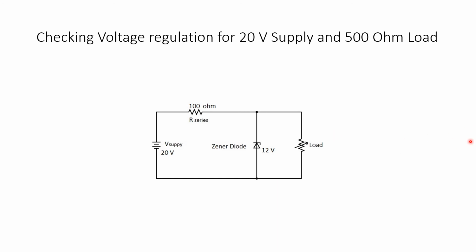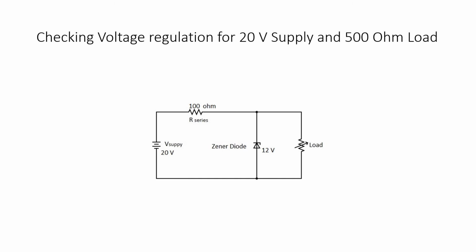Here we have a circuit where we have a 20 volt supply, a 100 ohm resistor, a 12 volt Zener diode, and we're going to check for regulation for a 500 ohm resistor. Now I would encourage you to pause the video and try to do a calculation on your own to see if this circuit would actually regulate. All right, so I assume you've paused the video, and now I'm going to do the calculation for you.